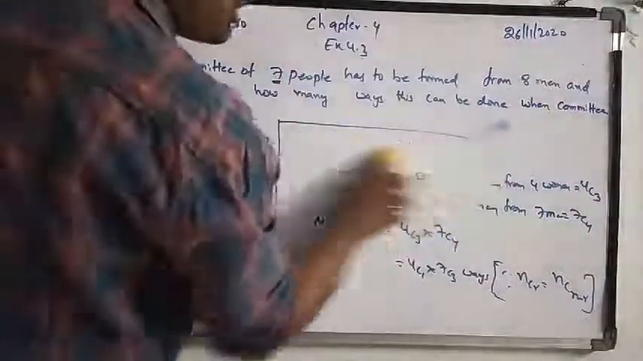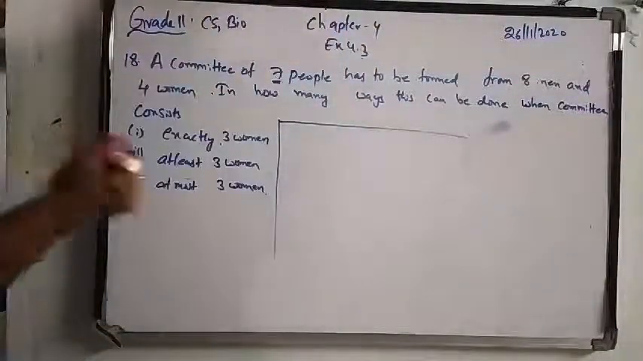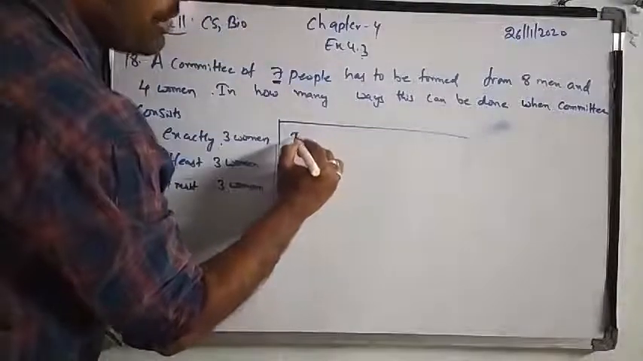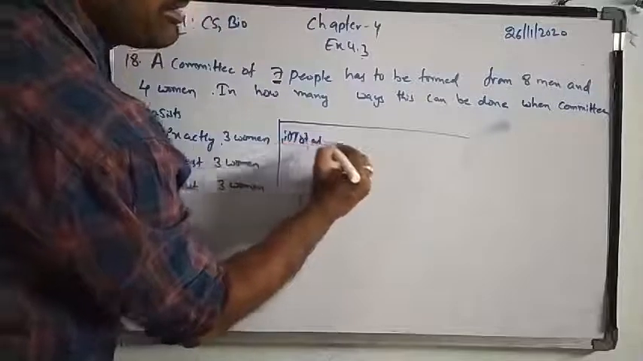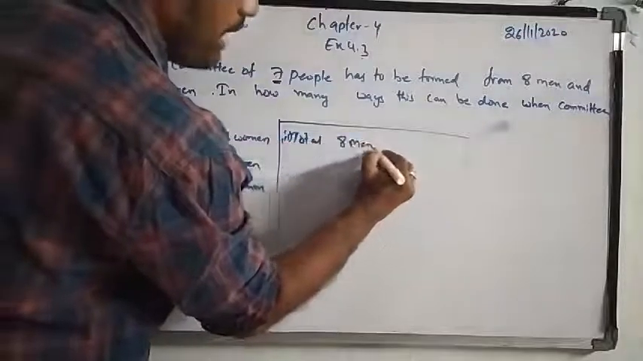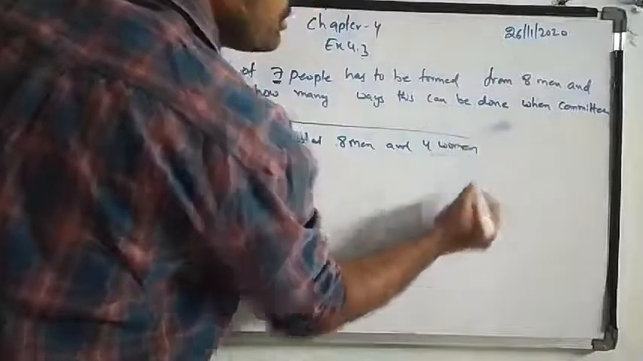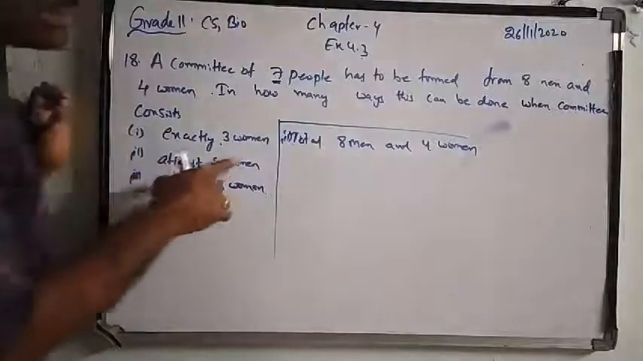So next, let us talk about the second subdivision. In the second subdivision, it is clearly saying that at least 3 women. So it may be 3, it may be more than 3. So totally we are going to have, in the second subdivision, 8 men and 4 women. In that we need to select at least 3 women.